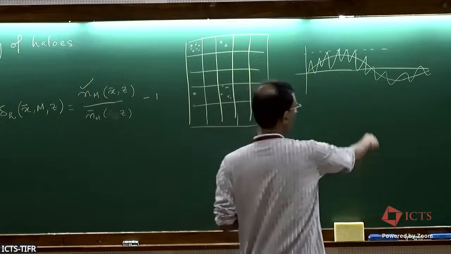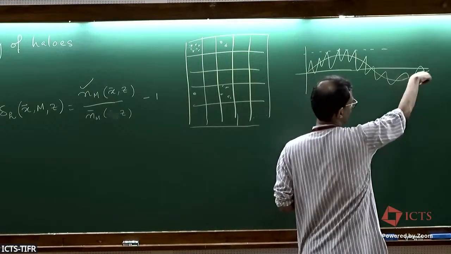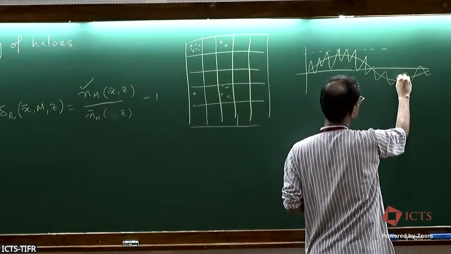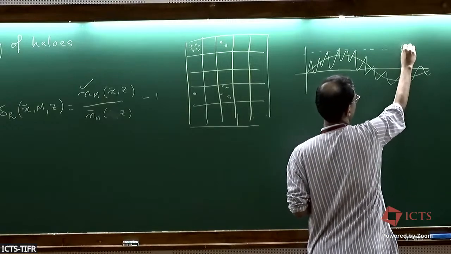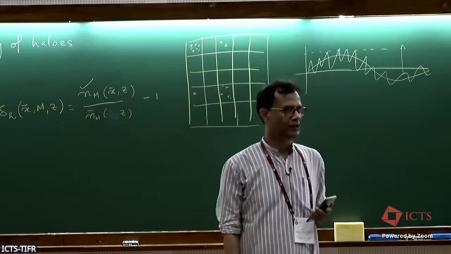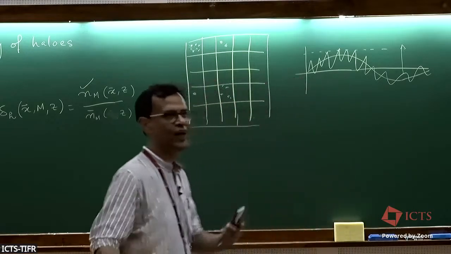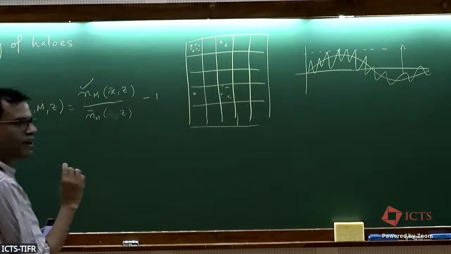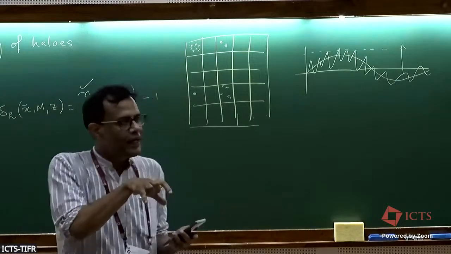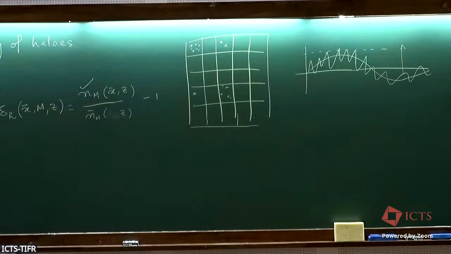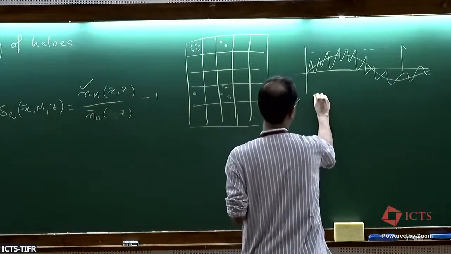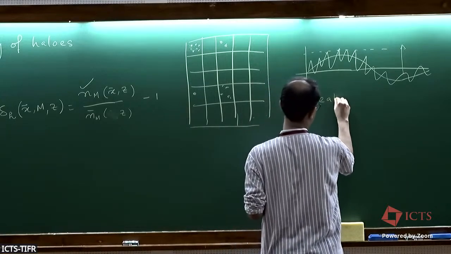Whereas if you are sitting on a trough of a long wavelength mode, that is the low density regions, then you have to do a lot of work. You have to make a big jump to reach there. So this is one way of understanding why overdensities will have more halos. And the way I did it, this is called peak background split.